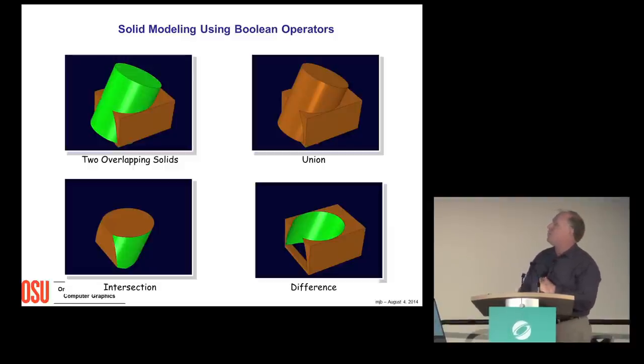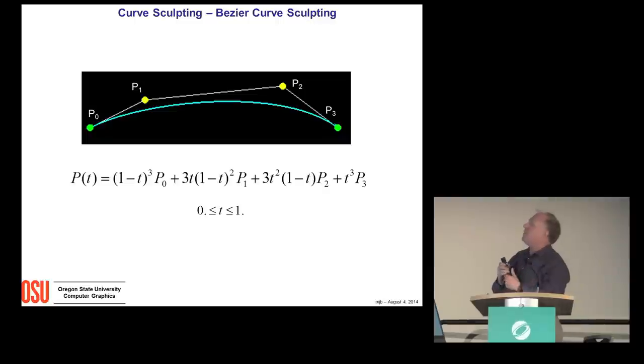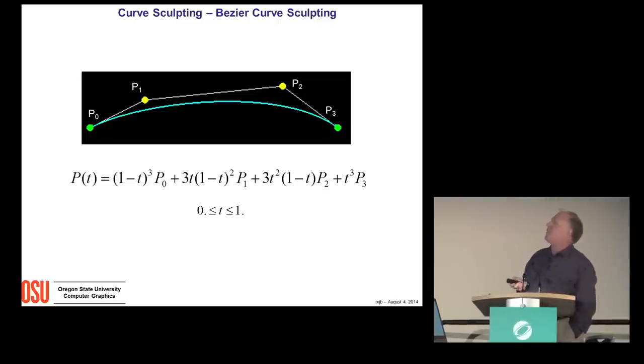Another one that's pretty cool is curve sculpting. There's something in computer graphics mathematics called a Bezier curve. And this is the equation, which we don't care about. But basically, if I give you 4 points, 0, 1, 2, 3, and I plug them into this equation, and I vary this parameter t from 0 to 1, like 0.1, 0.2, 0.3, 0.4, I will get points along this smooth curve.